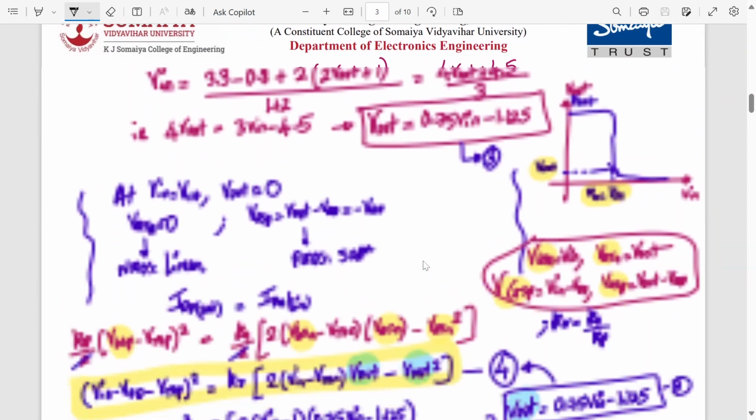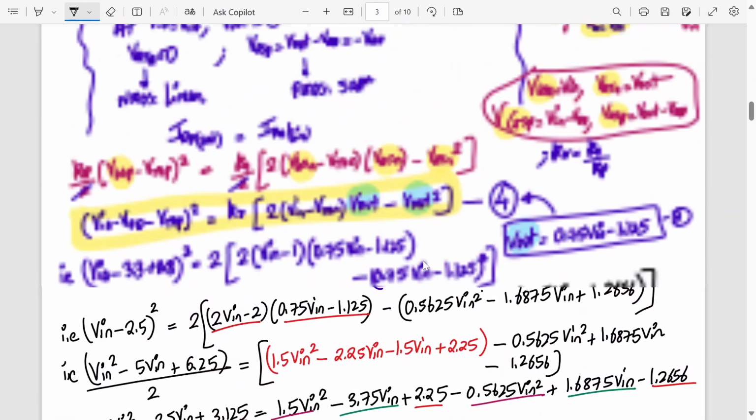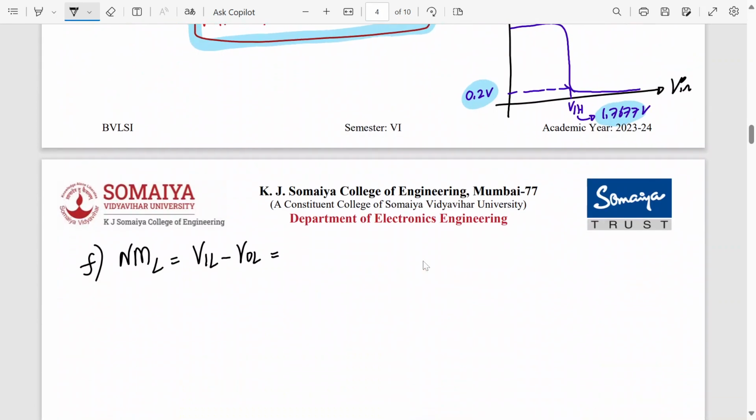Now we'll go to step number F, that is, noise margin low is VIL minus VOL. How much is VIL? 1.39736. 1.39736 minus 0. So noise margin low is 1.3974 volt.